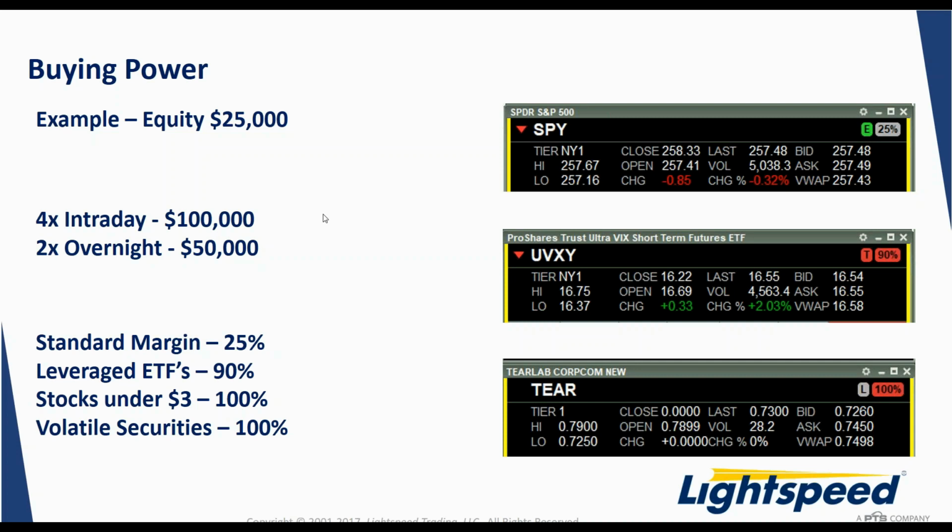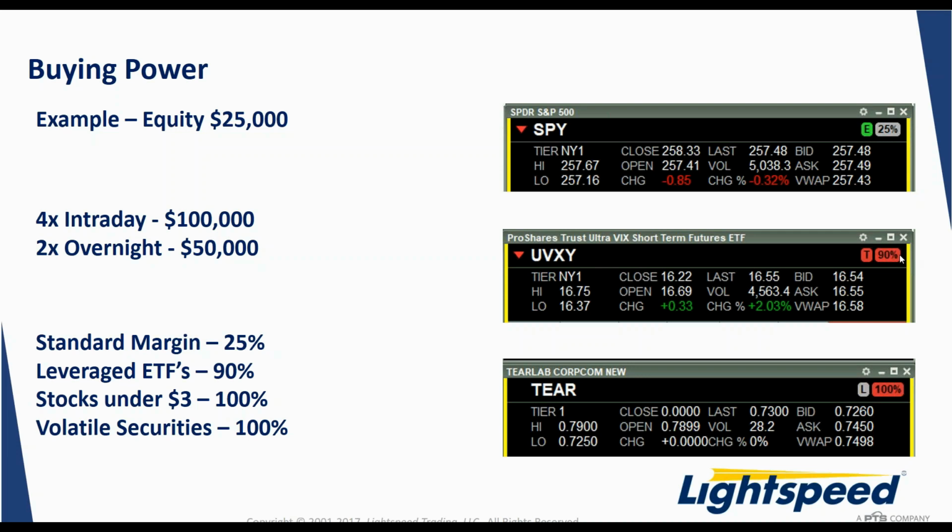Now, marginable securities, how is that exactly defined? Well, standard margin would be 25%. These are your standard equities, something like SPY or Apple or Tesla, any of those stocks you see in the Dow Jones or the NASDAQ, and a lot of the standard stocks. Now, there are higher requirements for ETFs. You can see we also indicate this on the Lightspeed Level 2 window. If you see in the upper right-hand corner of this SPY 25%, that's indicating the margin requirement. So I can purchase $100,000 of SPY.